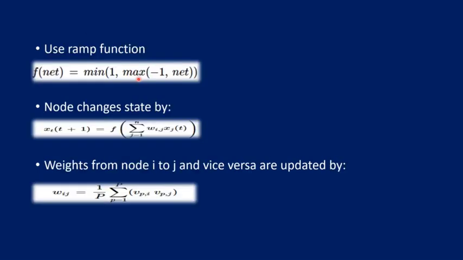Now for activation purposes, this network uses a ramp function, then changes in the state of any node are given by this equation. Here Wij is the strength of the connection between nodes i and j. Xj(t) is the state of node j at time t. And finally, weights from any node, either from i to j or j to i, are updated by this given equation. Here Vp(i) is the training pattern associated with the ith node, similarly the training pattern associated with the jth node, and P is the number of overall training patterns, which again are always in bipolar nature.